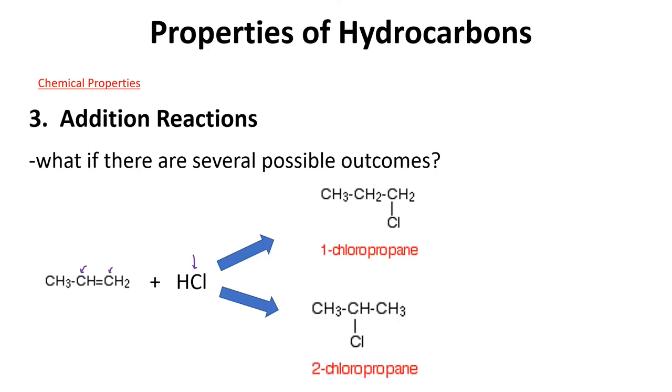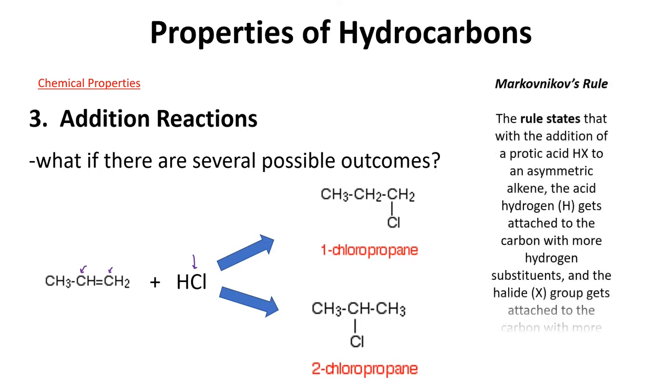Now we need some kind of rule to break the tie. Which is correct? Maybe they're both correct. Well, one's actually more correct. And this is Markovnikov's rule. So the rule states that when you're adding protic acid, HX, to an alkene, the acid hydrogen, and this is the important part here, gets attached to the carbon with more hydrogens on it. So the hydrogen is going to go to the carbon with more hydrogens on it.